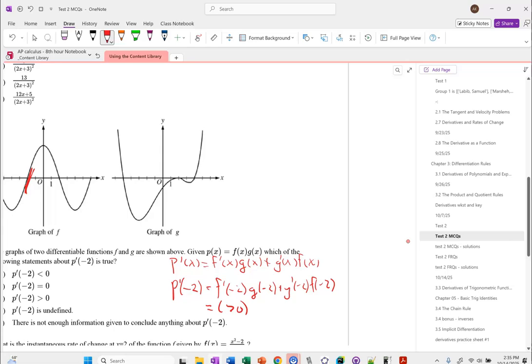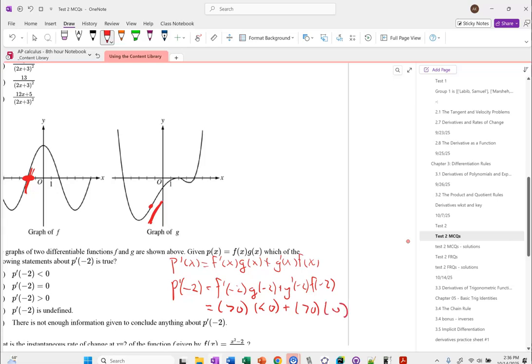g of negative 2, that's this point, positive, negative, or 0? That's a negative y coordinate, right? And then g prime of negative 2 is this slope, positive, negative, or 0? Positive. And then f of negative 2 is that point. 0. Oh, so it turns out to be 0.